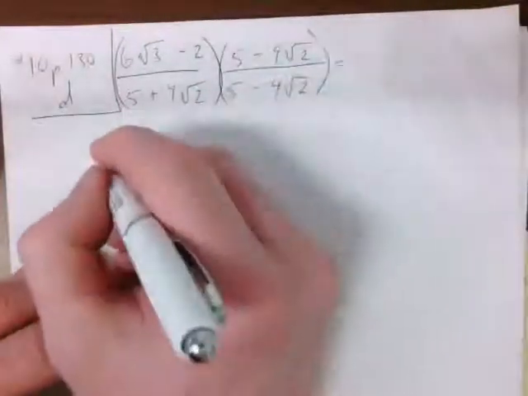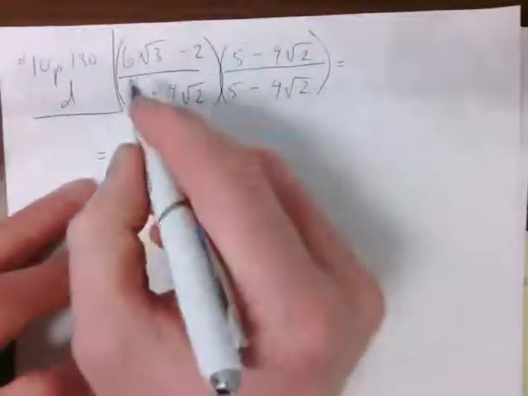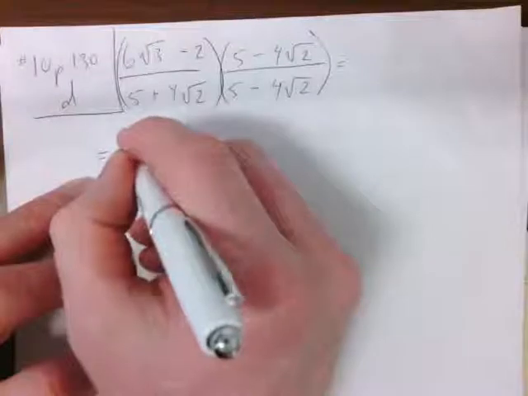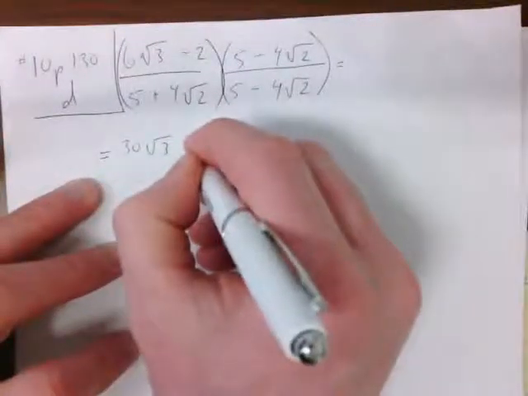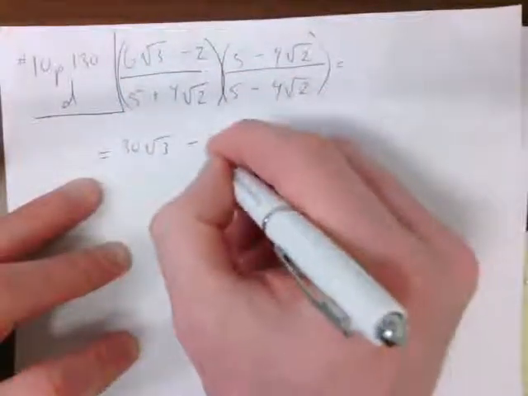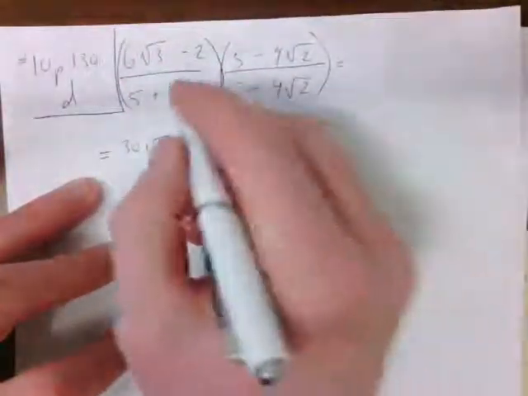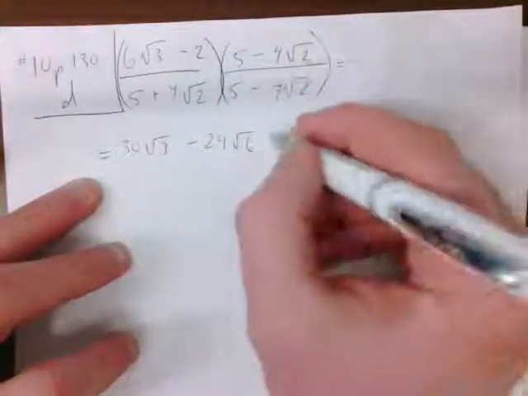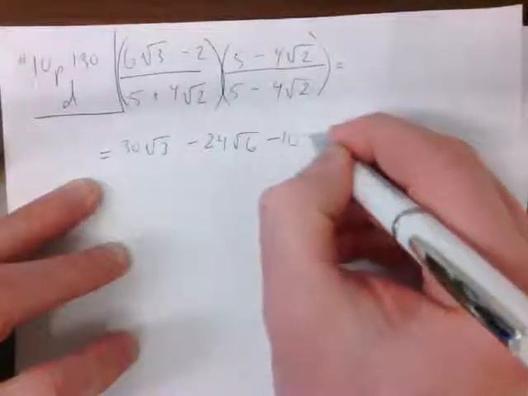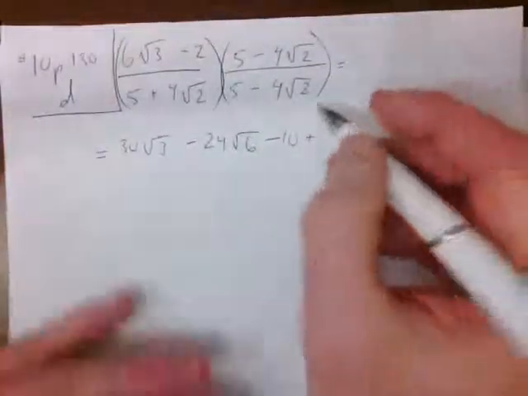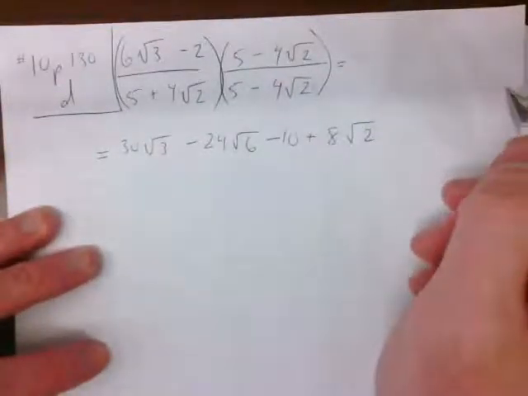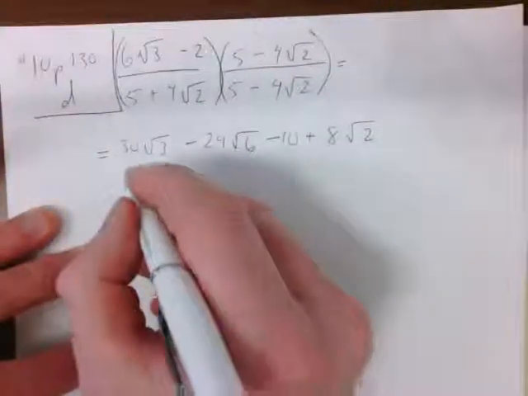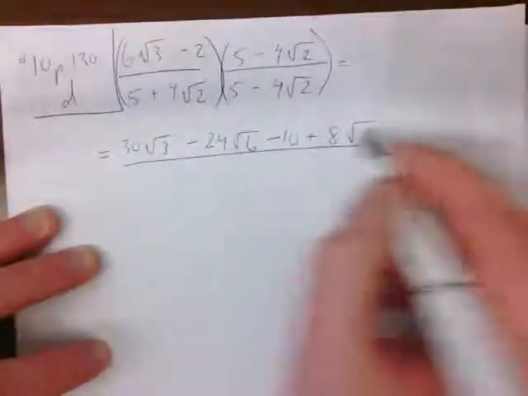So we do some, actually, I'll do it over here because it's going to take some space at the top. 6 root 3 times 5 is 6 times 5 is 30 root 3, minus 4 times 6 is 24 root 6. And then negative 2 times 5 is negative 10. And then negative times a negative is 8 root 2. So that's an ugly mess. That cannot be simplified.